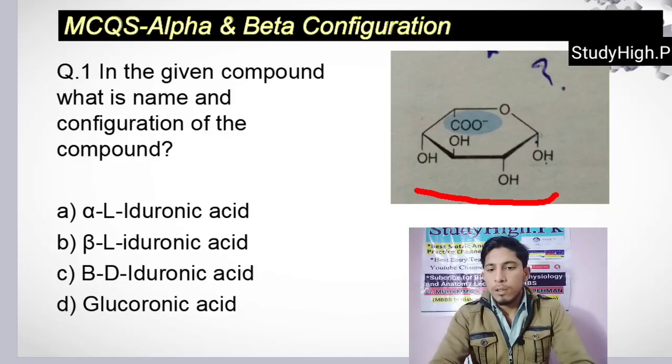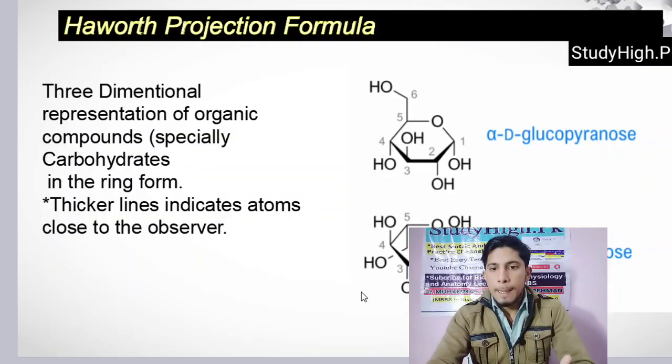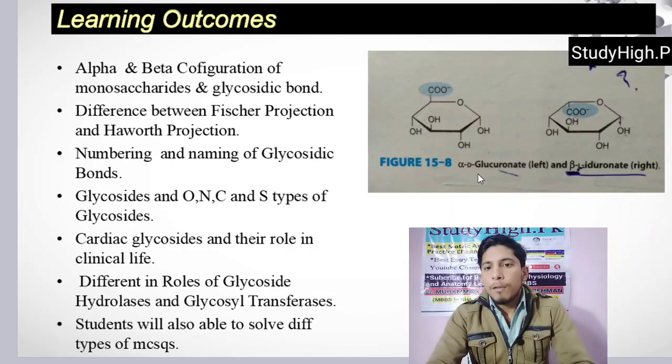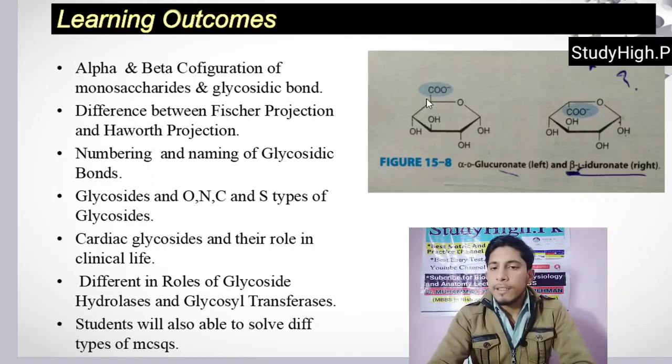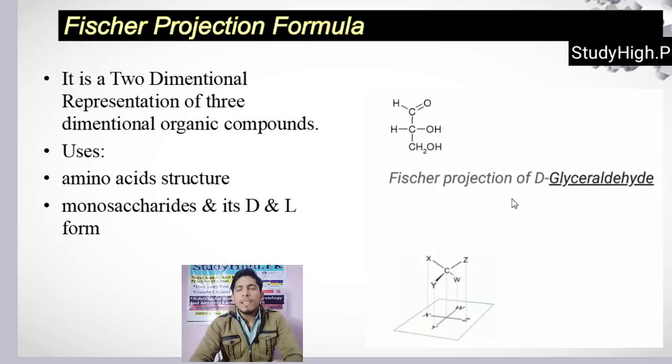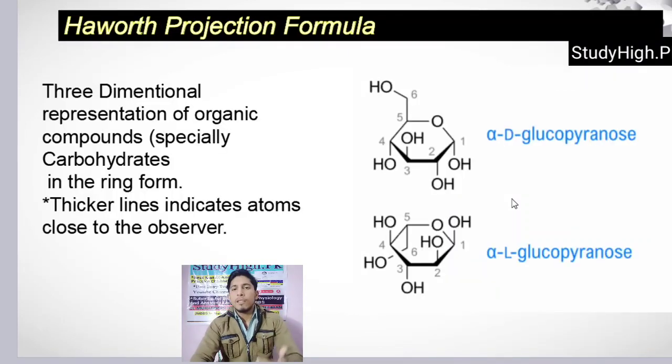In most of the compounds, the L form is that, if you can see above here, alpha D glucuronic acid, the COO negative is projected above the ring. That's why we say it is D form. In L iduronic acid, it is downward. That's why we say L form. It is the Fischer structure which determines whether it is in D form or L form. Here, as you can see, it is alpha D glucopyranose.